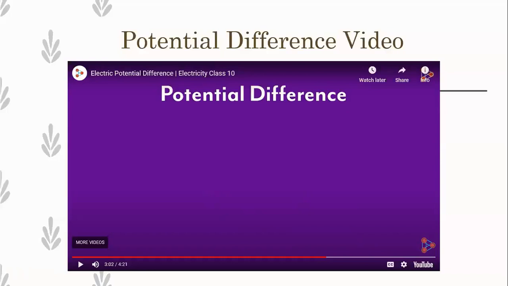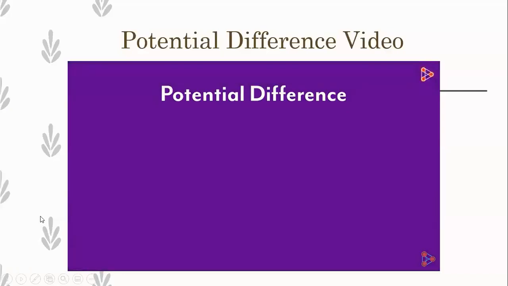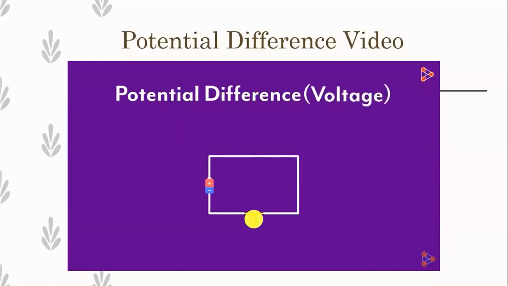Okay, let's move along. So now we're going to go on to actually define what potential difference is. It's just a difference of electric pressure between 2 points. And this difference may arise because of a battery consisting of cells. Potential difference is also referred to as voltage.